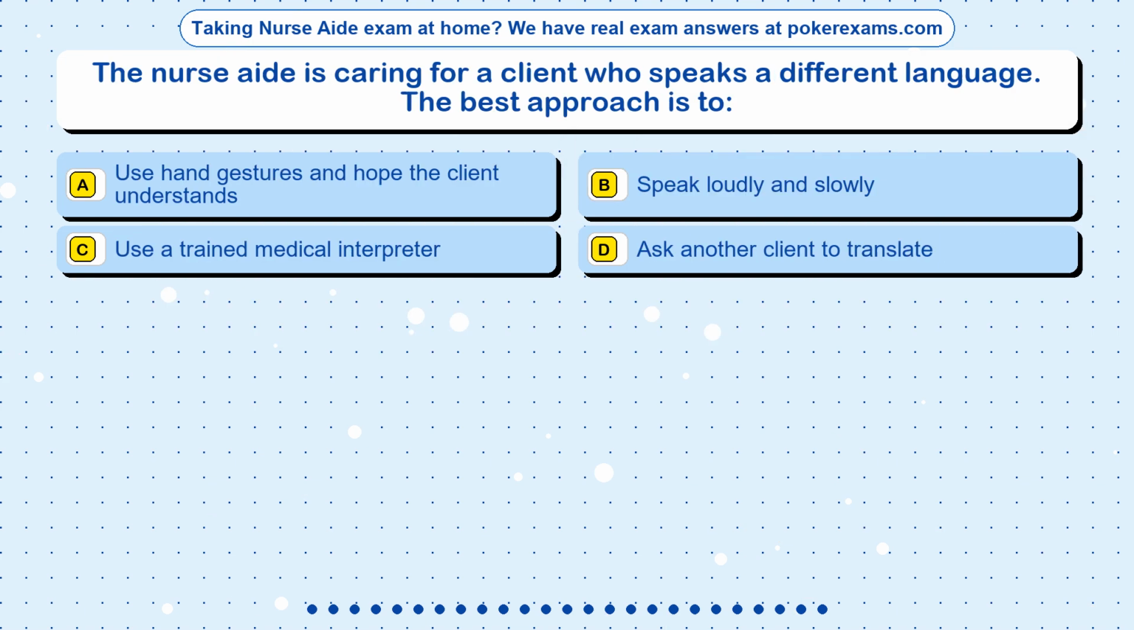Question 23. The nurse aide is caring for a client who speaks a different language. The best approach is to: Option A, use hand gestures and hope the client understands. Option B, speak loudly and slowly. Option C, use a trained medical interpreter. Option D, ask another client to translate.